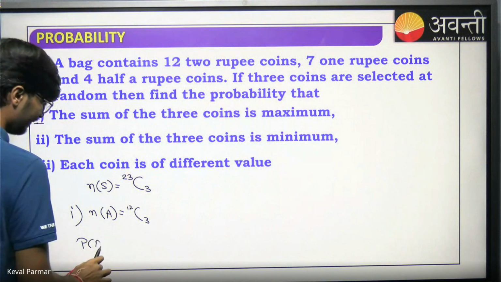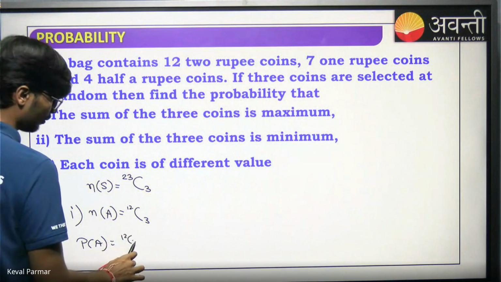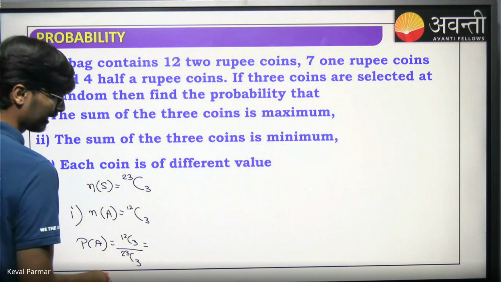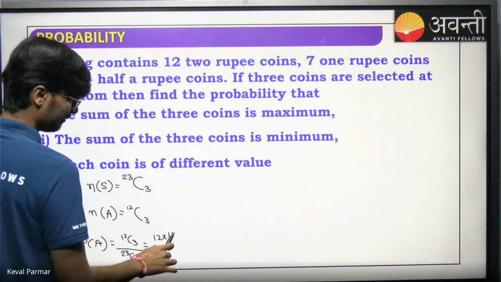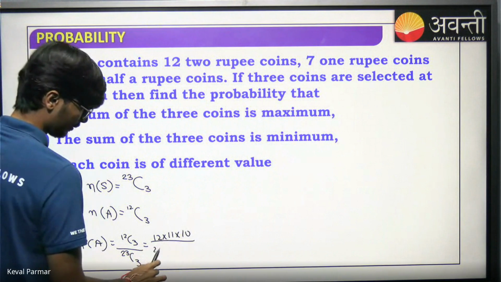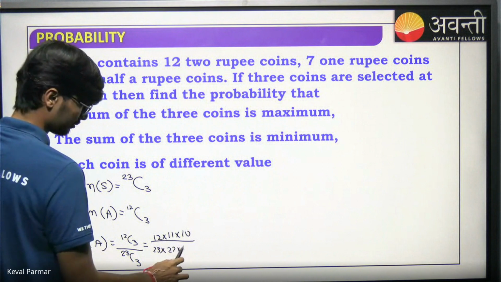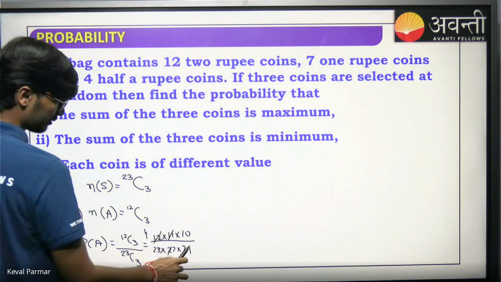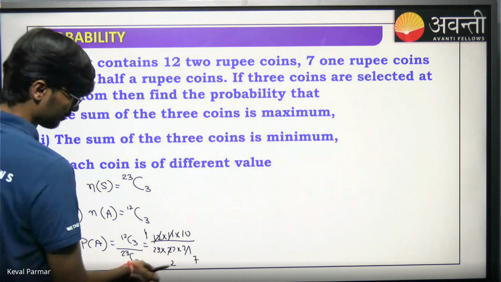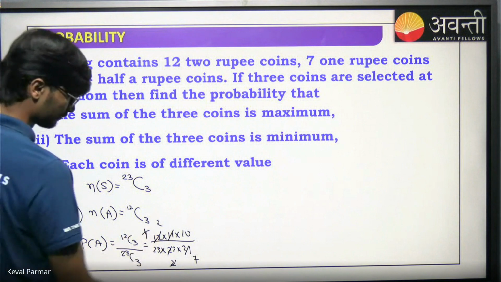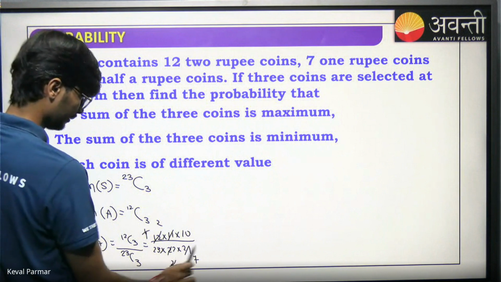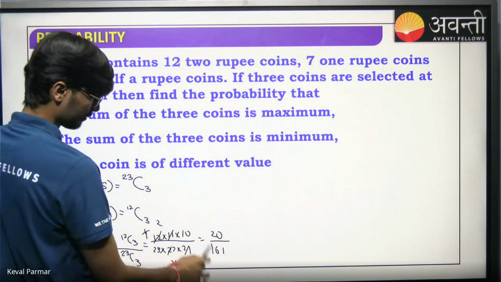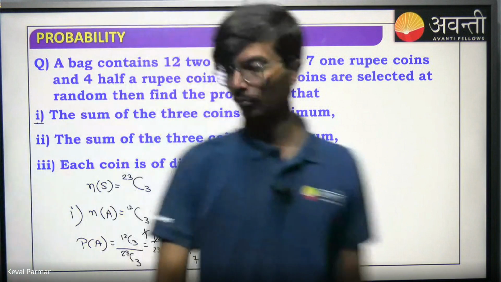So what will be the probability of A? It will be 12c3 upon 23c3. I am not calculating this. Should I calculate it? 12, 11, 10 upon 23, 22, 21. So 11 ones are 11, twos are 22. बस ना, 3 fours are 12, 3 sevens are 21. 2 ones are 2, 2 twos are 4. बस. So I think this is 20 upon 161. Now, what is the second one?